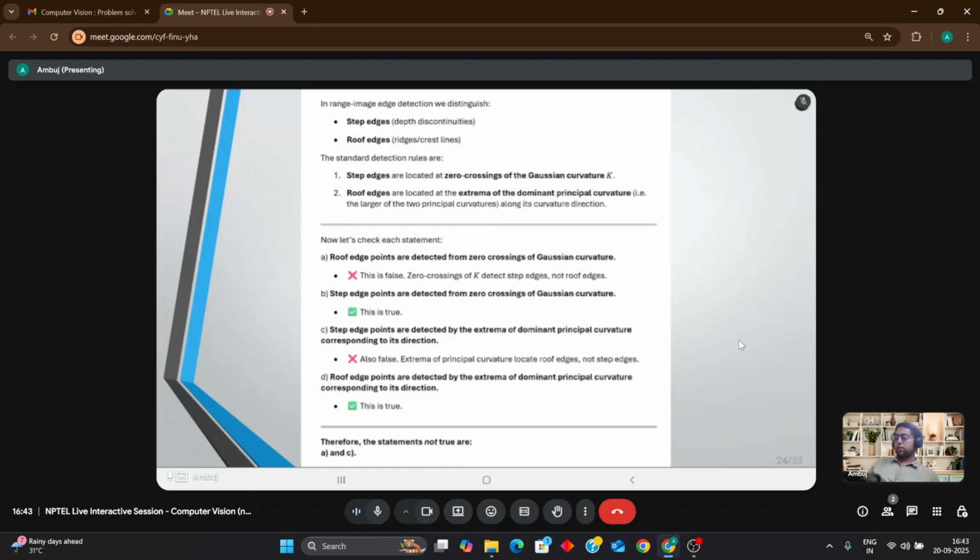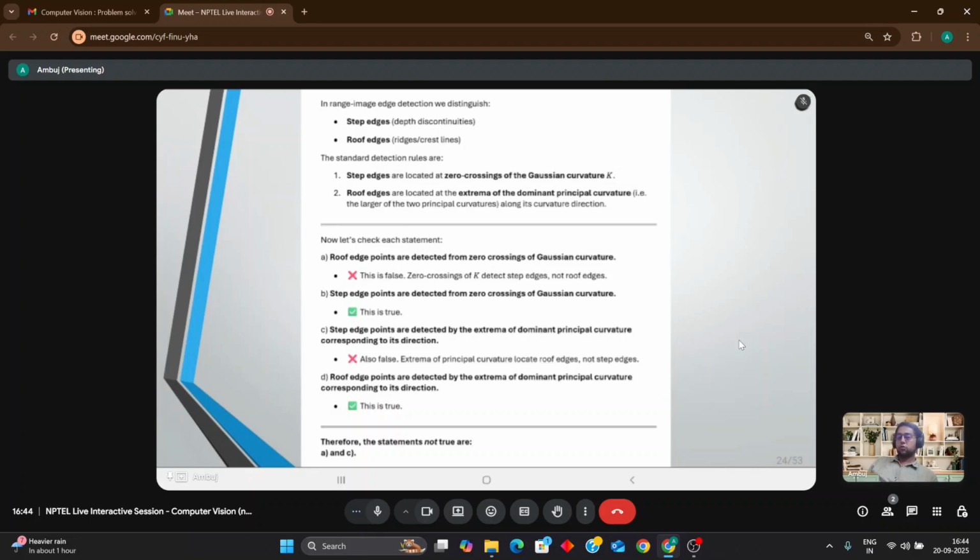Statement A: Roof edge points are detected from zero crossings of Gaussian curvature. No, this statement is false. Zero crossings of K detect step edges, not roof edges. Then statement B: step edge points are detected from zero crossings of Gaussian curvature. The statement is true. Statement C: step edge points are detected by the extreme of dominant principal curvature in its direction. This is also false. Extreme of principal curvature locates roof edges, not step edges.